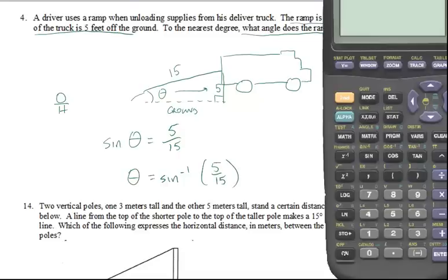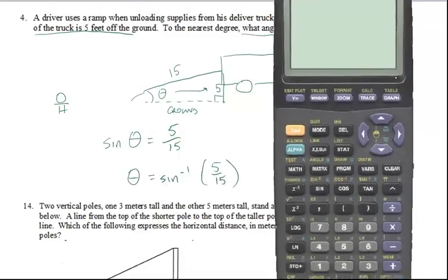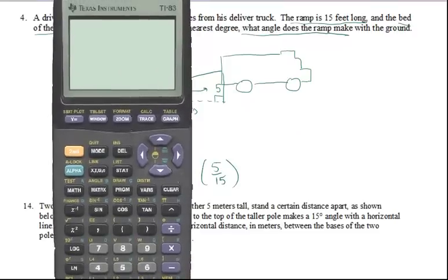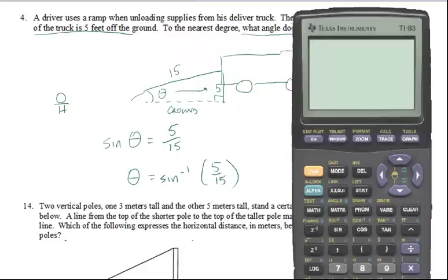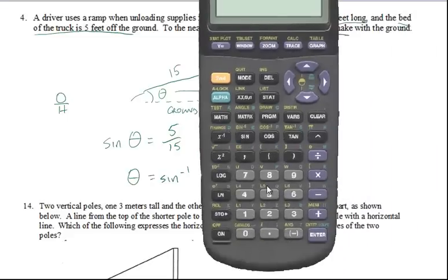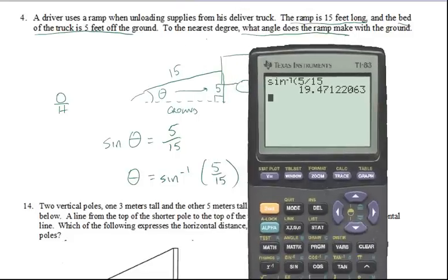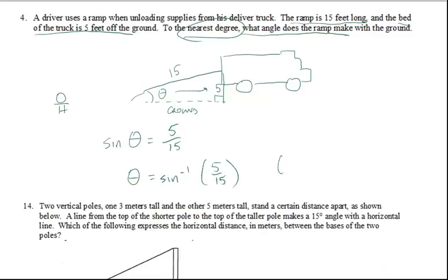And when we check in with our calculator here, unfortunately I'm not recording a big enough piece of my screen where we'll be able to see all this at one time, but we'll go second function sine of 5 divided by 15, and we'll press enter, and we see the angle is 19.47 degrees. It does say to the nearest degree, so we'll go theta equals 19 degrees.